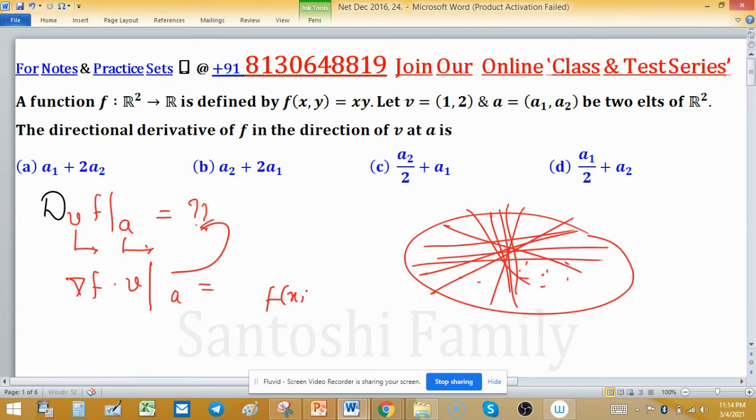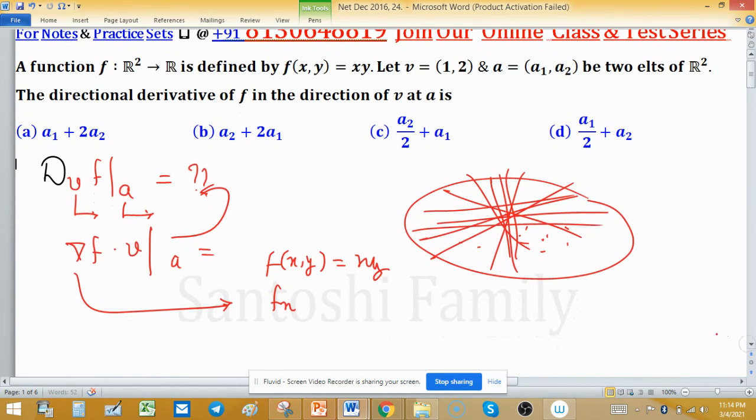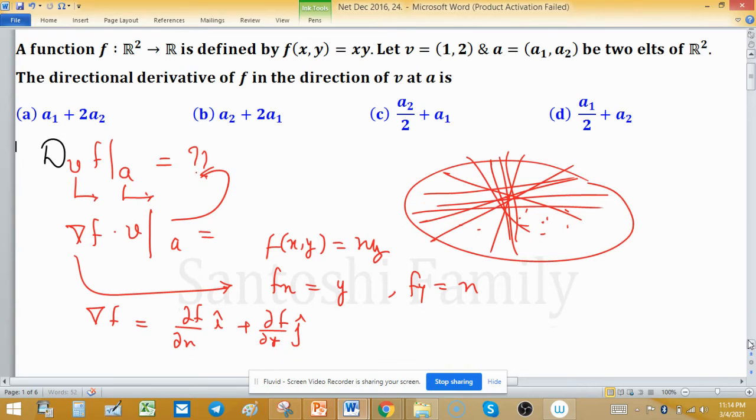As function f of (x, y) is given by xy, because we need to check the gradient of the function, we will need partial derivatives. So fx is y and fy is x. Now del f can be written as partial f with respect to x i hat plus partial f with respect to y j hat, because the function is in two dimensions, the domain is two dimensional, so only i and j we use. If it is higher dimensional we can use many.